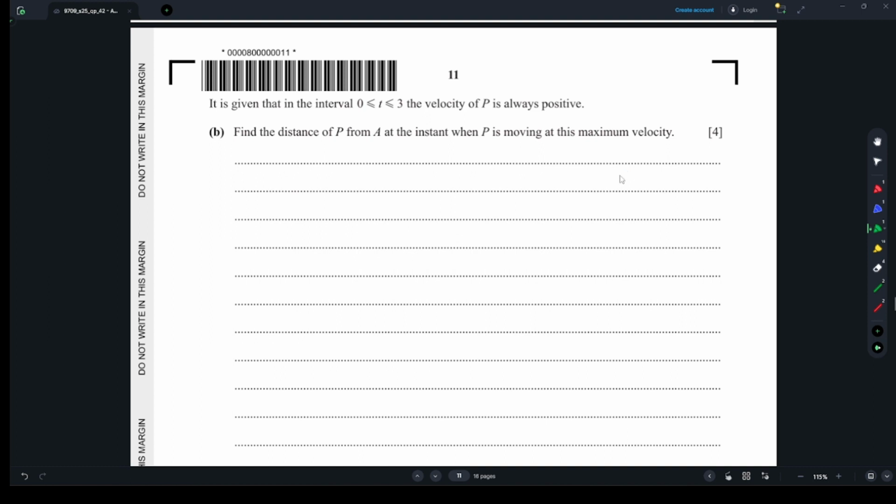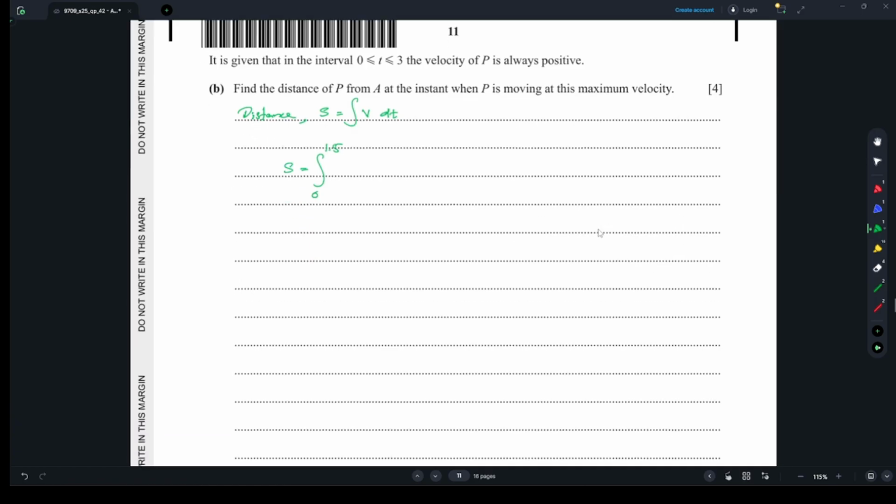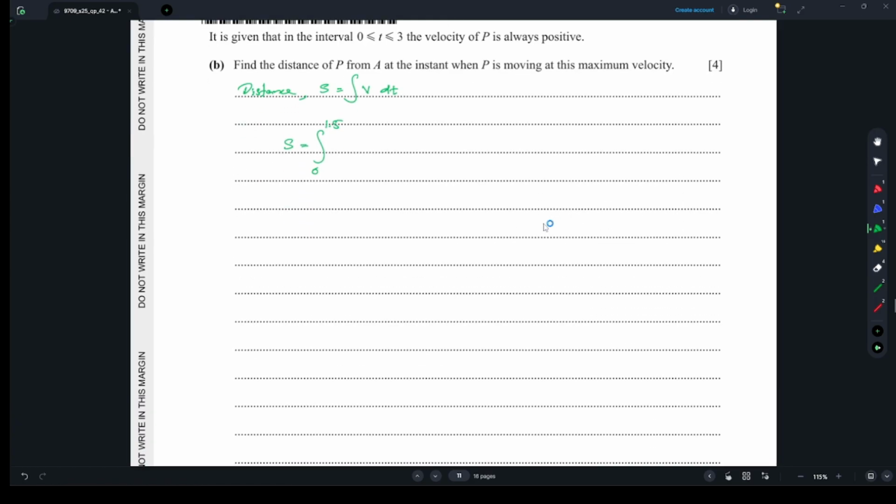So for the distance, we have the velocity equation. So the distance s we can find by integrating the velocity with respect to time. So s is now, in this case, we have to integrate it from 0 to 1.5 because we know the time taken to reach the maximum velocity is 1.5. So the equation was (2t plus 1) to the power 3 over 2 minus 2t squared, dt.